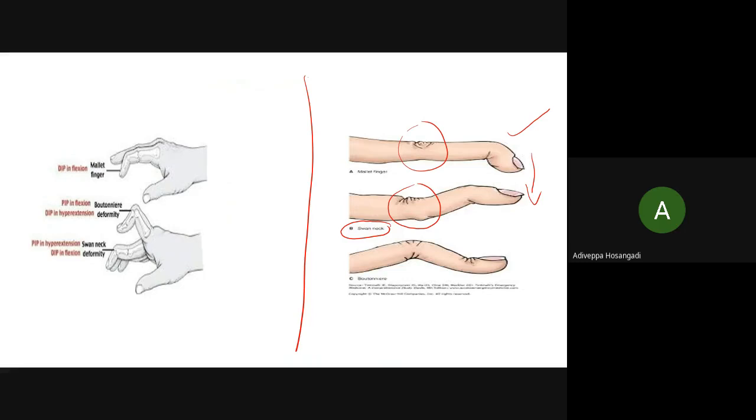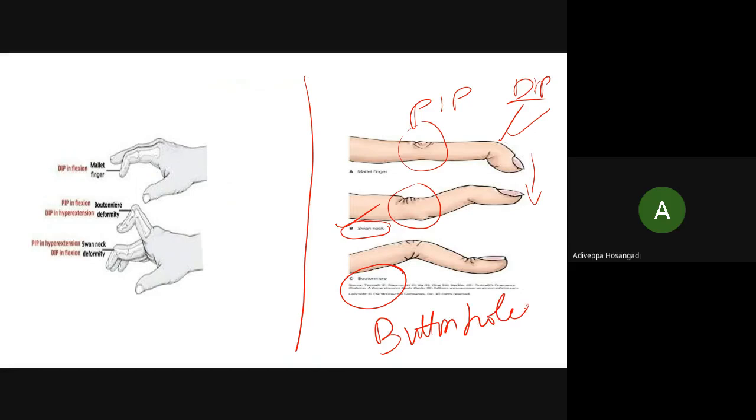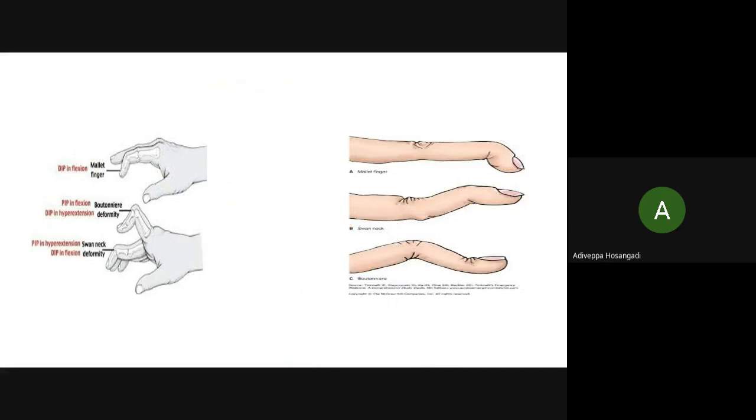Normal. This is PIP. This is DIP. Hyperextension, swan neck. And buttonhole deformity, which is seen in rheumatoid arthritis. Here, flexion is at the distal interphalangeal joint. Here, the flexion is at the proximal interphalangeal joint. You do this on your finger, then you will remember. Or you can easily remember swan neck and buttonhole as opposites. Both are opposite.